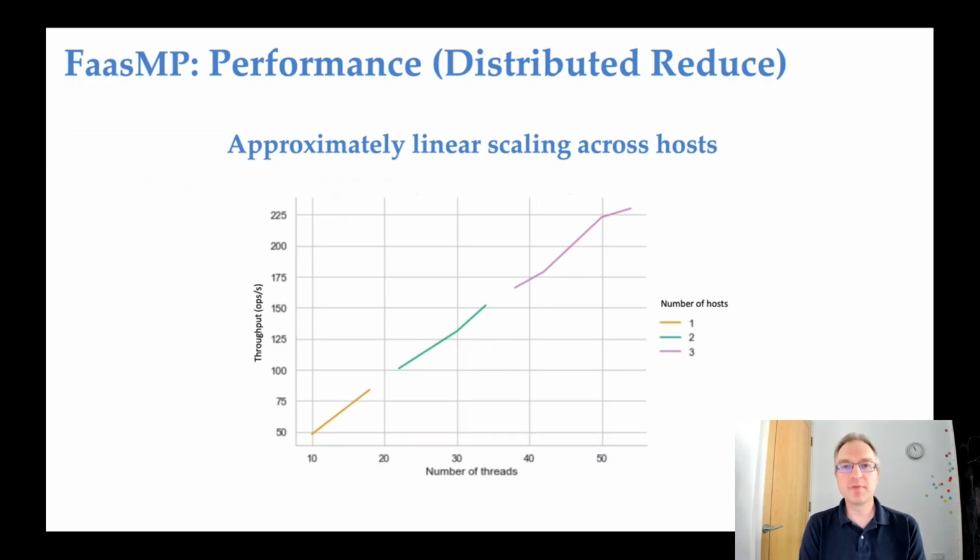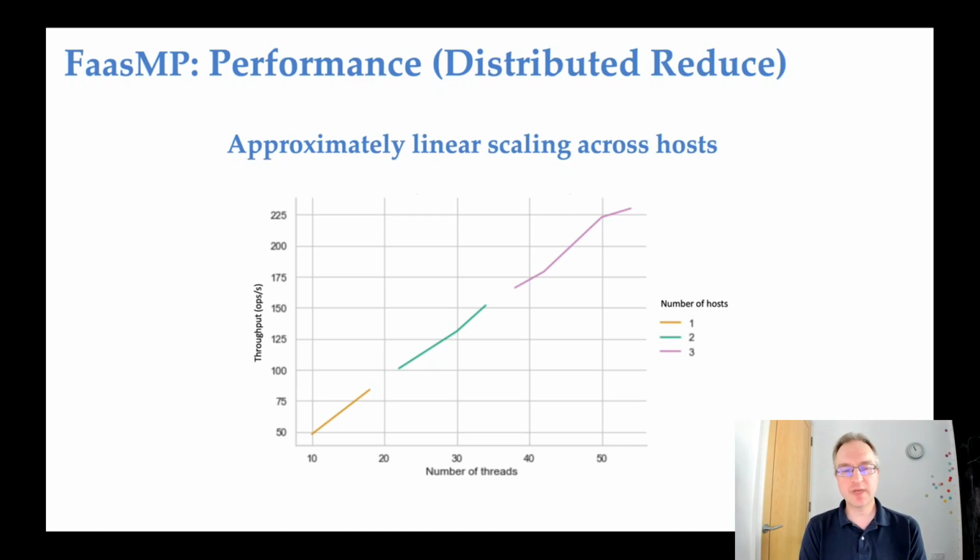So I want to share one performance result of this. This is using the OpenMP support that we've implemented to run a distributed reduce operation. The interesting thing about this plot is that on the x-axis, we're scaling the number of threads, and as we run out of cores on a particular host, we add additional hosts to that environment. And on the y-axis, we're reporting the throughput that we can achieve.